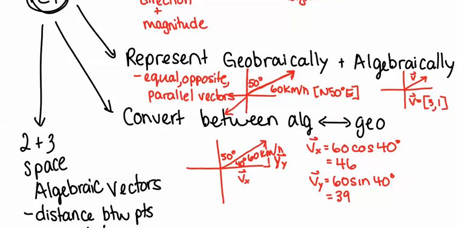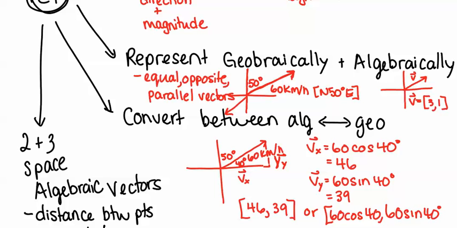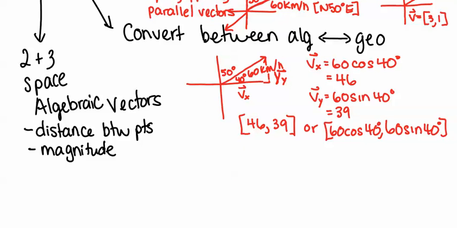If we wanted to represent this vector algebraically, we would use our square brackets. It would be fine to leave it as [60 cos 40, 60 sin 40], or figure out the answer of [46, 39]. So you should be able to go from a geometric vector to coordinates, and to go the other way around too.